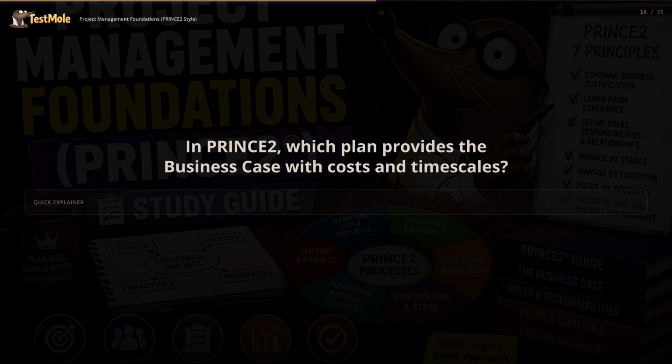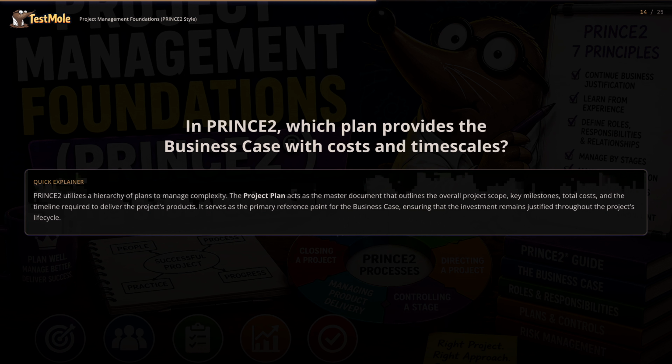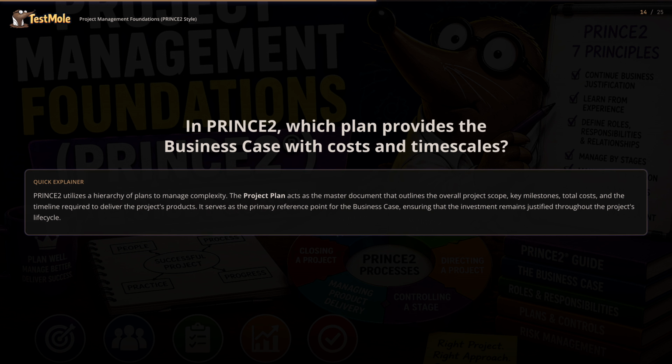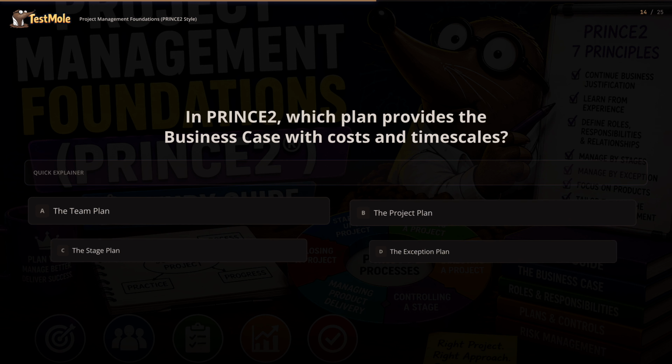In PRINCE2, which plan provides the business case with costs and timescales? PRINCE2 utilizes a hierarchy of plans to manage complexity. The project plan acts as the master document that outlines the overall project scope, key milestones, total costs, and the timeline required to deliver the project's products. It serves as the primary reference point for the business case, ensuring that the investment remains justified throughout the project's life cycle.